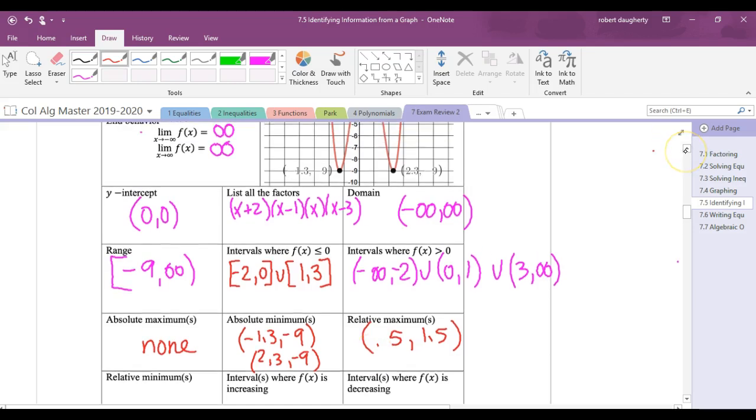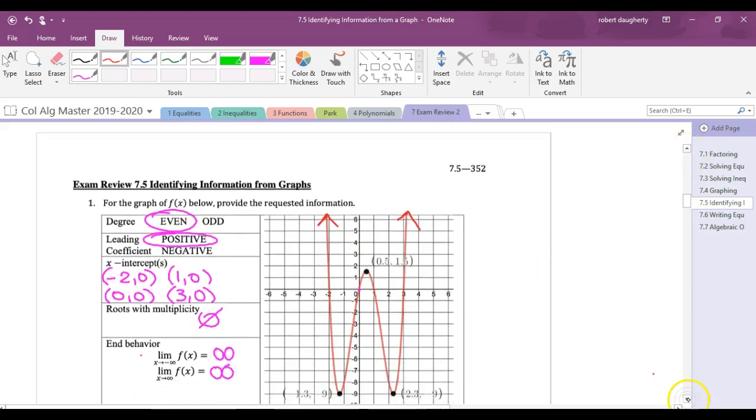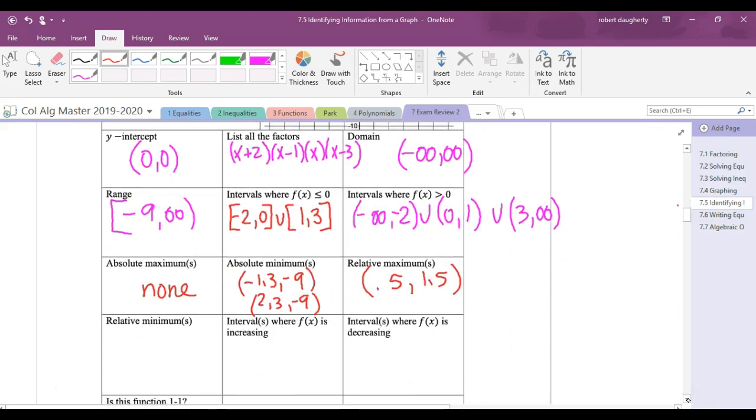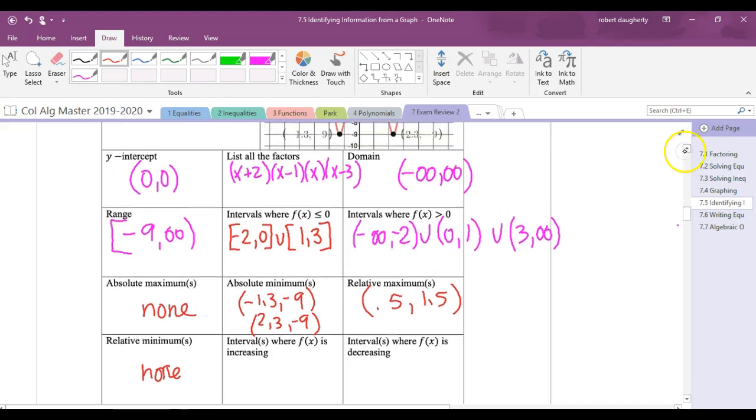Is there a relative minimum? So if I look at this, I've already taken care of both minimums, and they're absolute minimums. So there's no relative minimum. Interval where this function is increasing, and then where is this function decreasing?